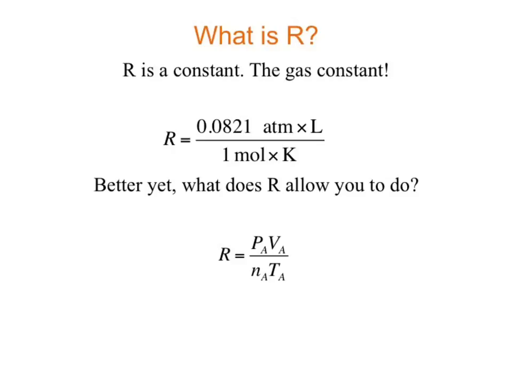Atmospheres is units of pressure. Liters is units of volume. Moles is units of moles. K is units of temperature. Okay. So if you remember your gas constant, you now have the PV = nRT expression. You can then go through and solve any kind of conversion factor question thrown at you.